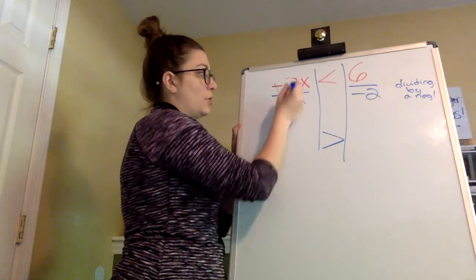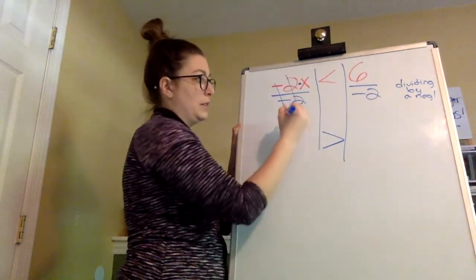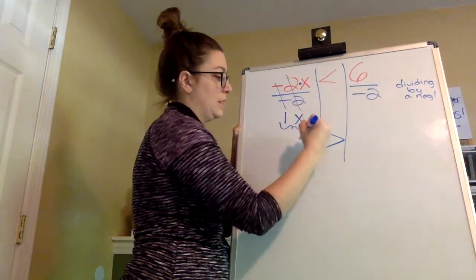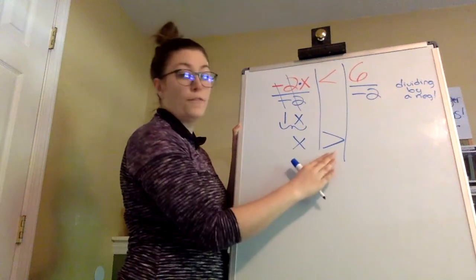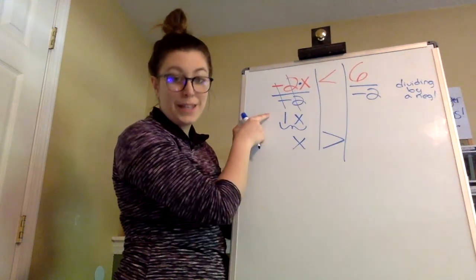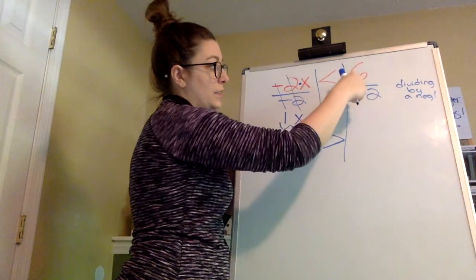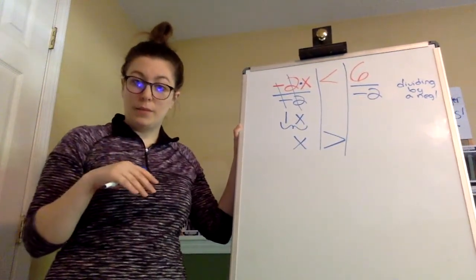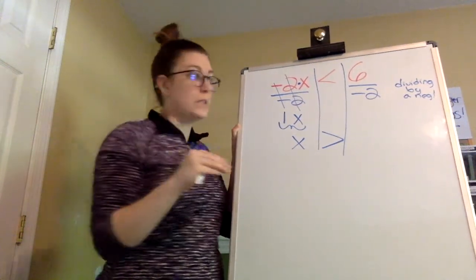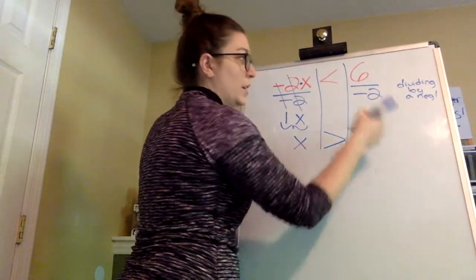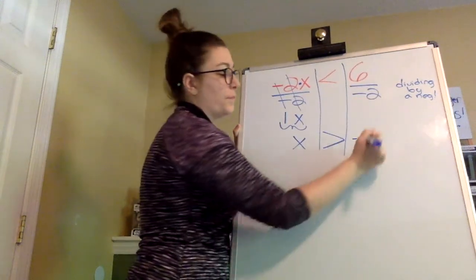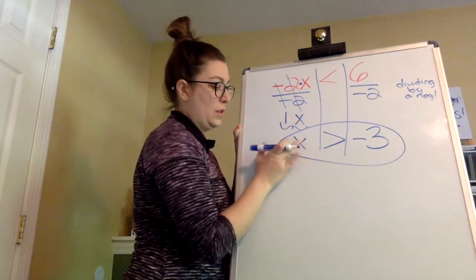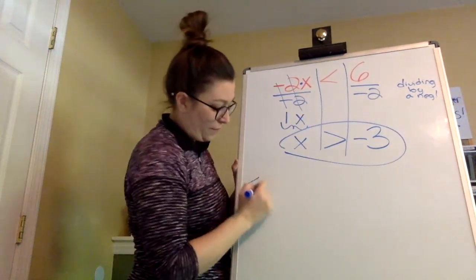So the negatives go away. 2 divided by 2 is 1. So we have 1x, which we know means just x. We have flipped the sign because we divided by a negative. Now, 6 divided by -2. Remember, a positive divided by a negative is going to be a negative. So we'd have negative, and then 6 divided by 2 is 3. So this should be the final solution set here, and then we have to graph that.